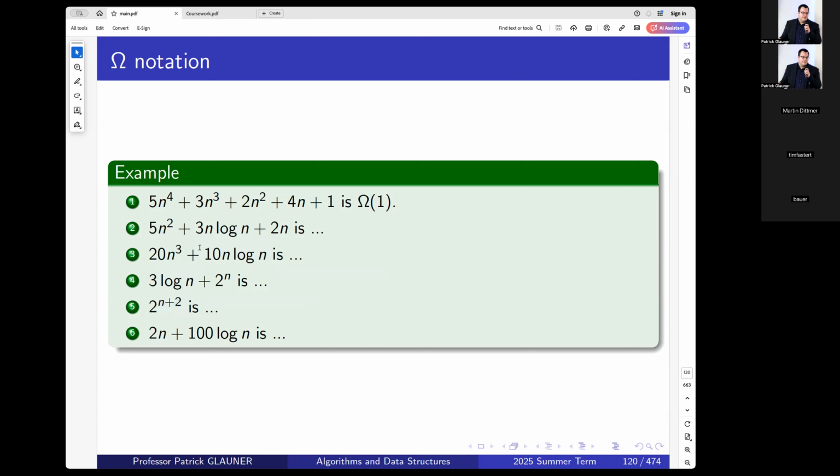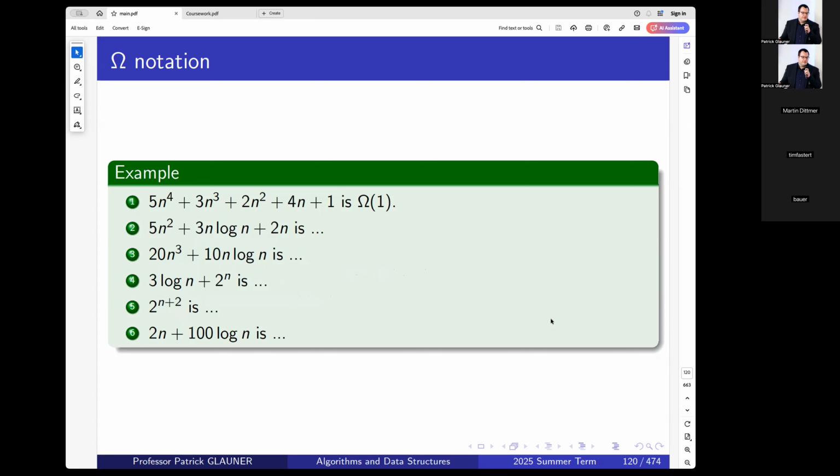And one student asked for number 3, why we leave this 10 away, because we said we don't, both in O and omega, we don't care about lower order constants. I'll repeat it. We don't care about constants. For the O notation, we don't care about lower order terms and constants. And for the omega notation, we don't care about upper terms and constants.